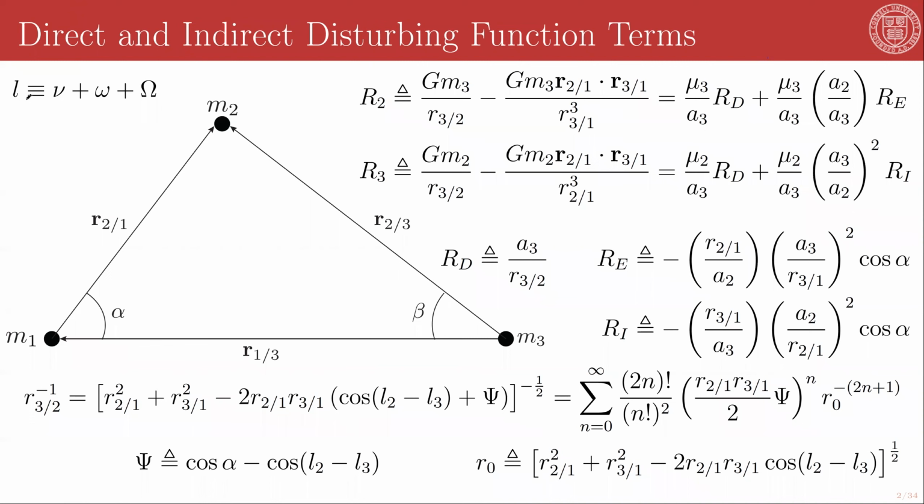Recall that the true longitude is the sum of the true anomaly plus the argument of periapsis plus the longitude of the ascending node. We have also previously defined the sum of the argument of periapsis and the longitude of the ascending node as the longitude of periapsis, given by this varpi symbol. So the true longitude can also be thought of as the sum of the true anomaly and the longitude of periapsis. We substitute psi into our law of cosines expression, where it simply replaces the cosine alpha with cosine of L2 minus L3, plus psi. If you plug this definition into here, you'll see that this all evaluates to just cosine alpha again. And then we can expand this in a Taylor series.